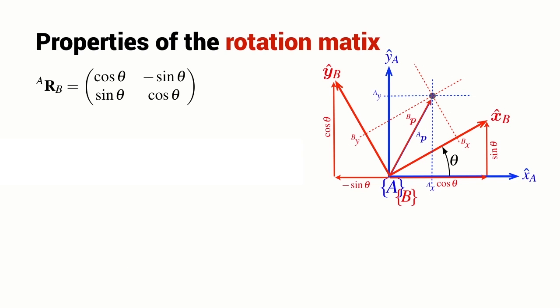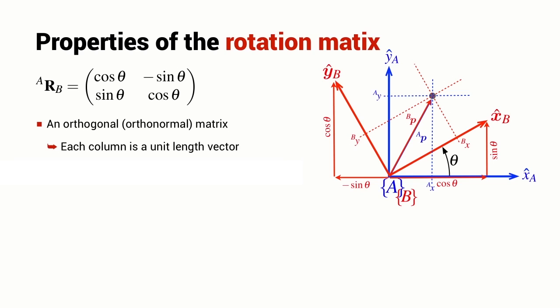Let's have a look at the rotation matrix. A matrix like this is referred to as an orthogonal matrix, or sometimes an orthonormal matrix. Each column in this matrix is a unit vector, and you can show that for yourself pretty easily. Each column in the matrix is orthogonal to the other columns. In this case there are only two columns, and you can show again very easily that a vector formed by the first column is orthogonal to the vector formed by the second column. The dot product of the two columns will be equal to 0.